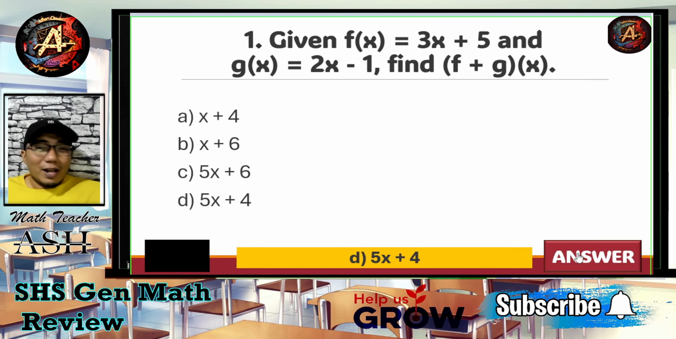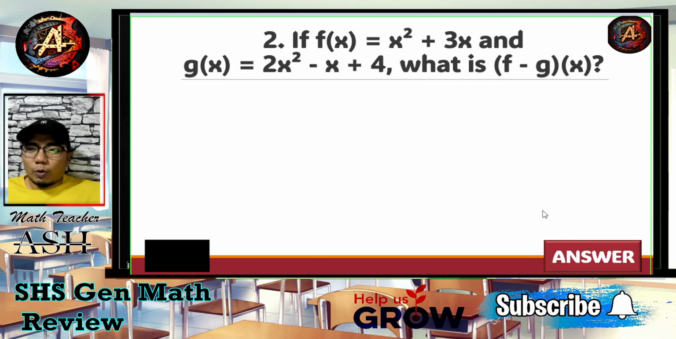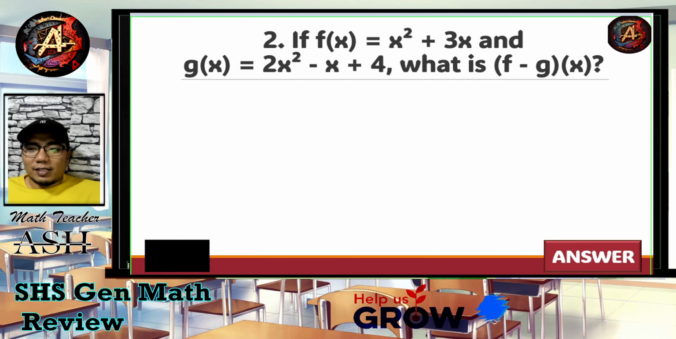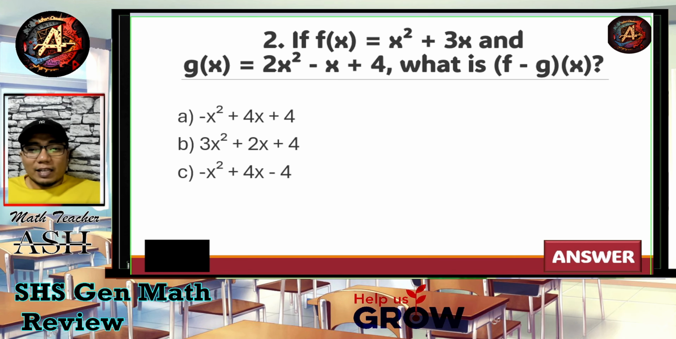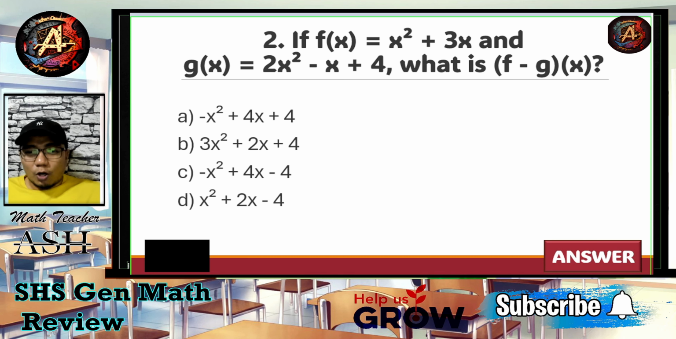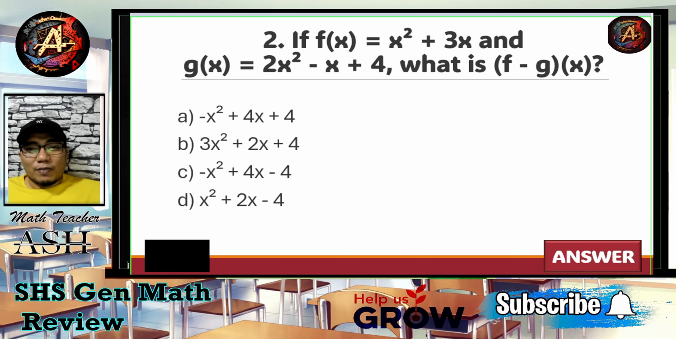Alright. Now, let us go to question number 2. If f of x is equal to x squared plus 3x and g of x is equal to 2x squared minus x plus 4, what is f minus g of x? Is it A, negative x squared plus 4x plus 4? B, 3x squared plus 2x plus 4? C, negative x squared plus 4x minus 4? Or letter D, x squared plus 2x minus 4? I'll give you 5 seconds to think about your answer.